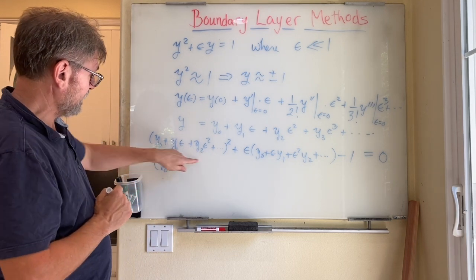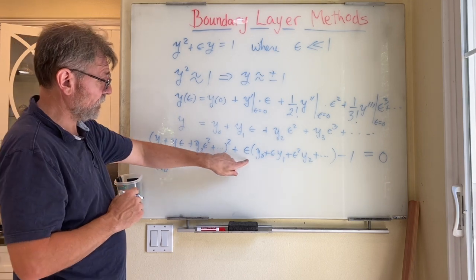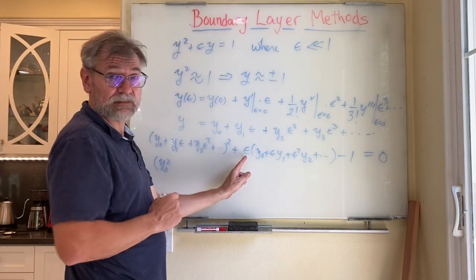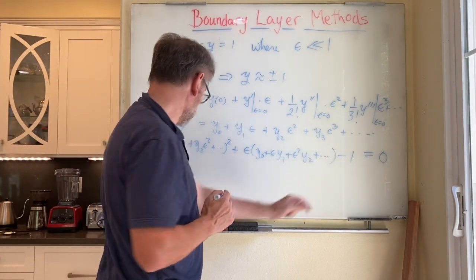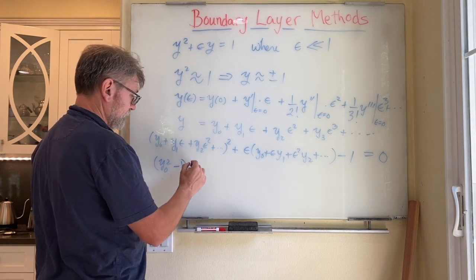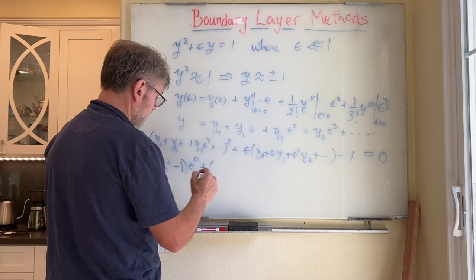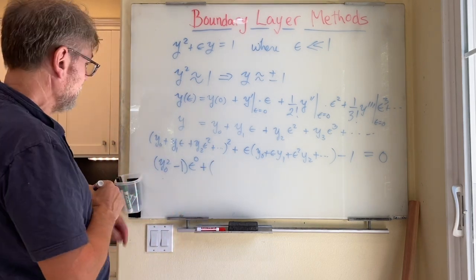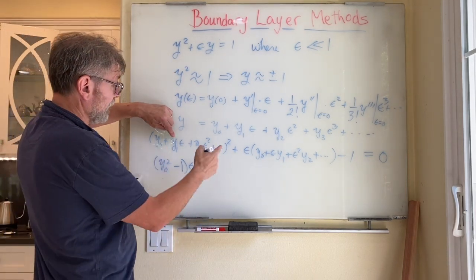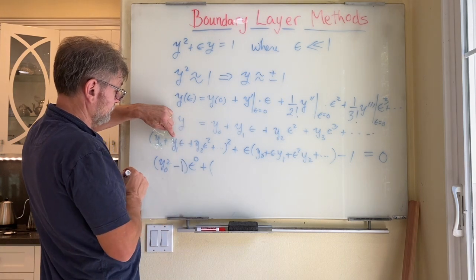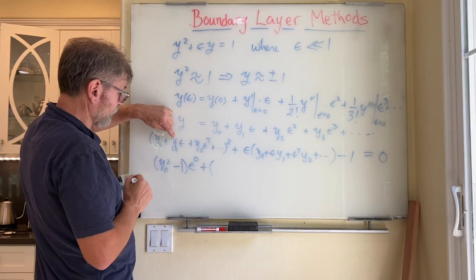There's no other terms that will have a power of epsilon to the 0. In this one, there will be none, right? They all have at least a power of epsilon, and then there will be minus 1 times epsilon to the power 0, which is just 1, plus. And now we're going to collect all the terms that multiply powers of epsilon to the power, or epsilon to the power 1, sorry.